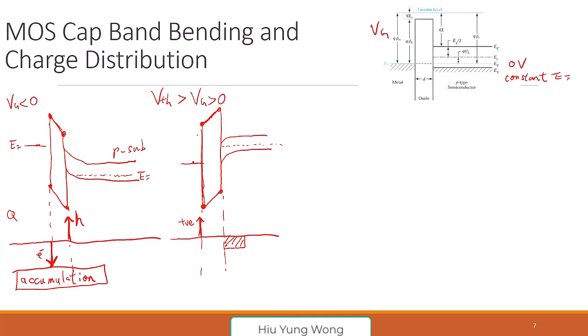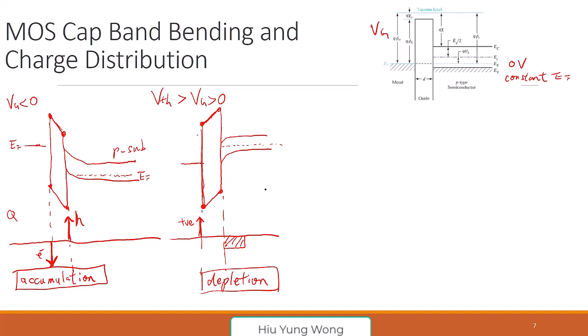Now I try to add a positive gate voltage, and these holes are going to repel away. So do you still have holes here? It will be less. So we say that this is a depletion. Thank you. Depletion of holes. Depletion of carriers.